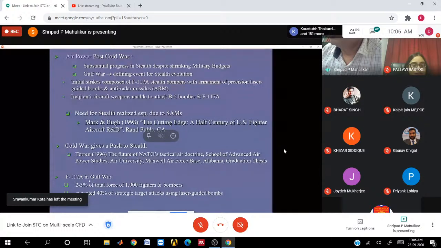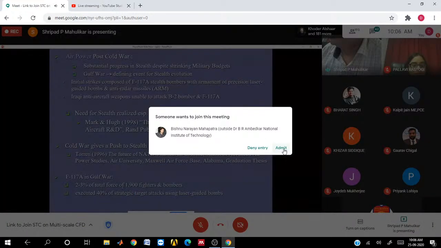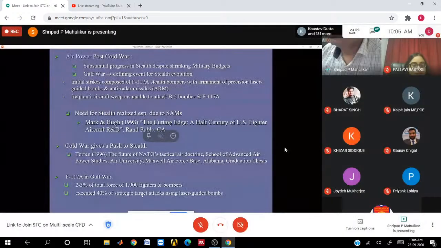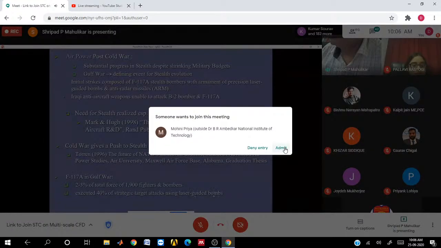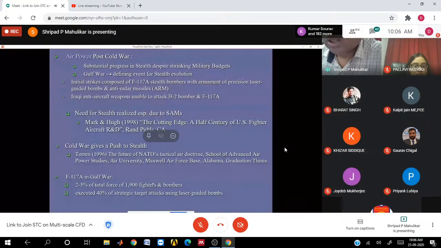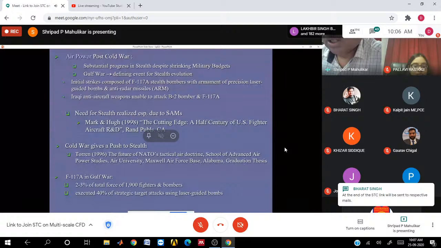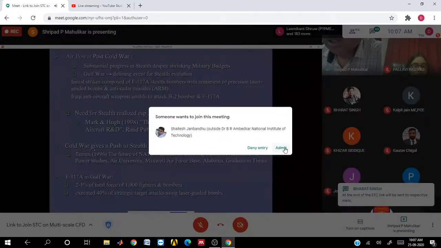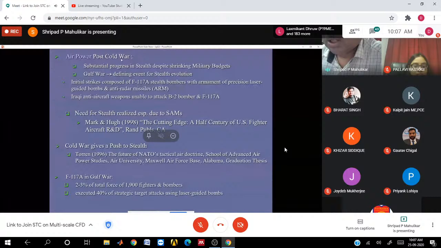This is the reason why in the Gulf War, the F-117A were only 2-3% of the total force of 1,900 fighters and bombers, but that 2-3% of the total force executed more than 40% of strategic target attacks using laser-guided bombs. So the aim here is to show that in the immediate past, the Cold War gave a push to stealth, and even after the Cold War, there has been significant progress in aircraft stealth, even though the military budgets have been shrinking.